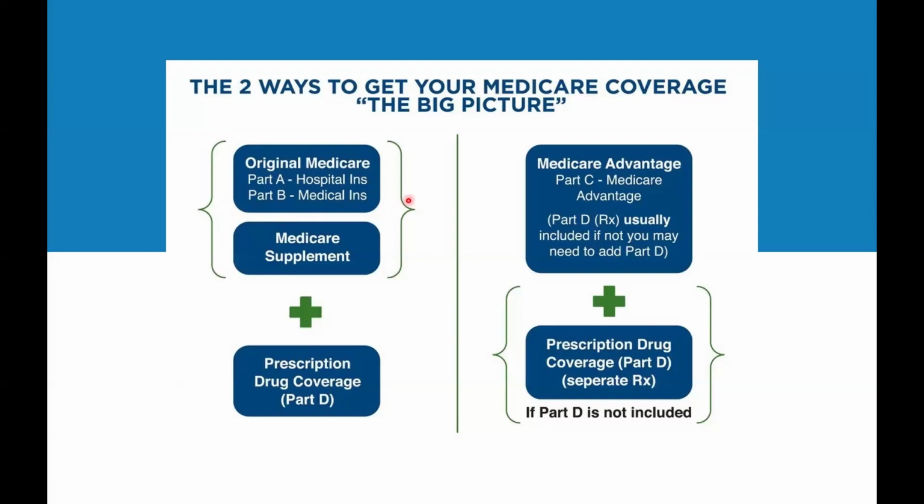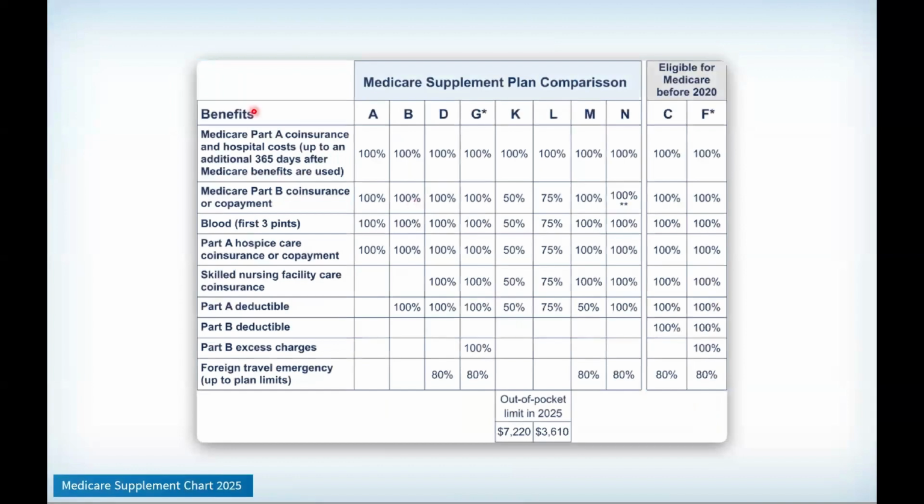So I'm going to skip ahead for just a moment. We're going to talk about that. So these benefits over here are a list of things that Part A and B do not cover. So that's why you get a supplement to come in and pick up the pieces that they do not. So the most popular plan, these are lettered, is a Plan G. Most of our clients have a Plan G, or some of them have an N.